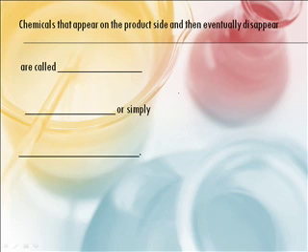Okay? Now, we've got a couple of definitions we want to talk about. Chemicals that appear on the product side and then eventually disappear are called reaction intermediates.